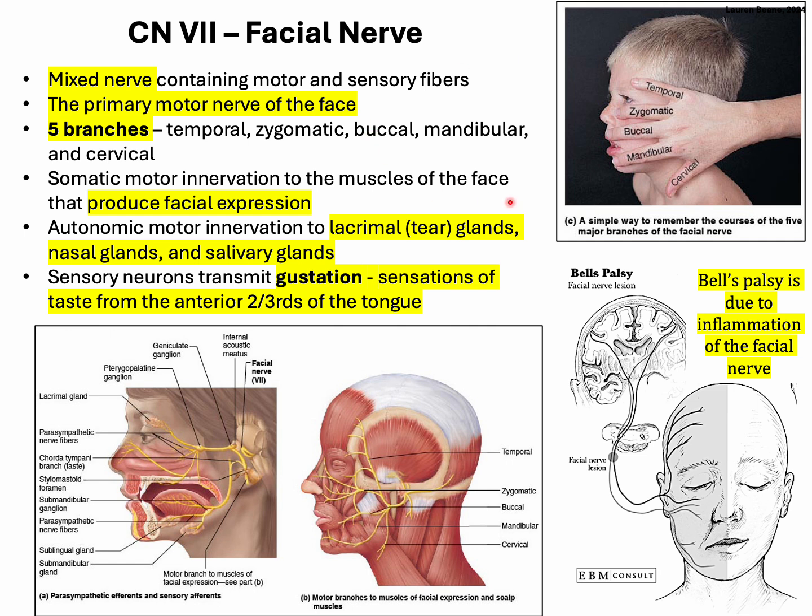Then for autonomic motor innervation, it's going to innervate the lacrimal glands, so our tear glands, nasal glands, and the salivary glands to produce saliva, right? That stuff's all autonomic, automatic. We don't think about it. Then for sensory, it transmits gustation, our sensation of taste, from the anterior 2/3 of the tongue. Okay, so it's involved with that process of gustation.